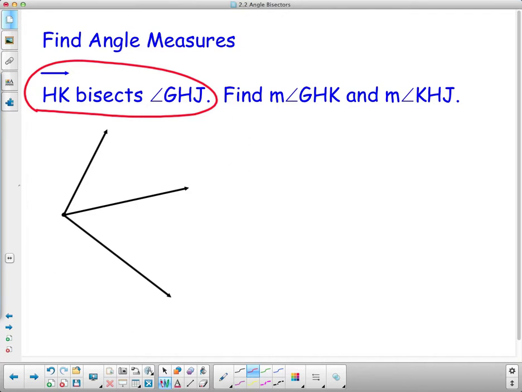The ray that's doing the bisecting is supposed to be called HK. So that should tell me this point is H, and then on here somewhere would be K. And that ray keeps going. It bisects angle GHJ. So the big angle is supposed to be called GHJ. I don't care if the G is on this ray or on the bottom one. I'm going to put it here. G, H, and J's out here somewhere.